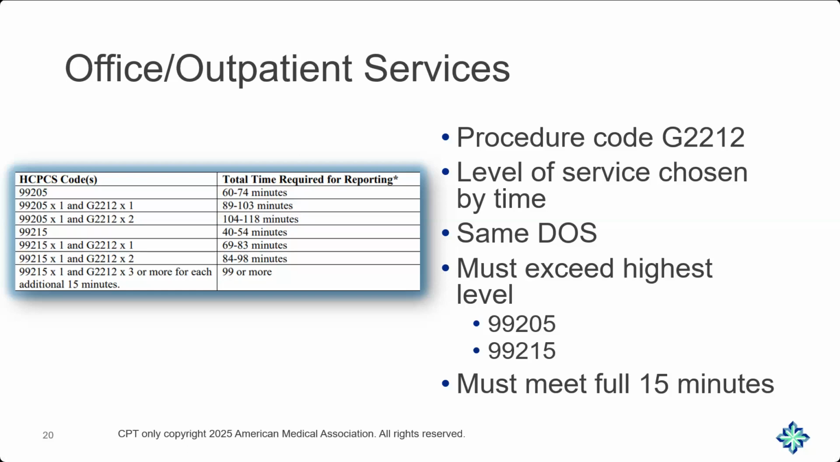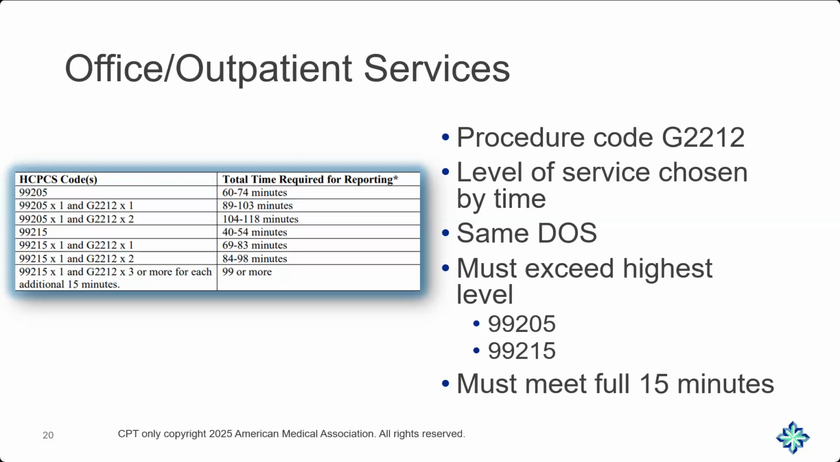You do need to hit those thresholds and those ranges in order to bill. Now, for office and outpatient services, when you're counting your time, the time, as I've stated before, does have to be on the same date of service as that primary code. So in this case, that's the 205 or the 215. Once you hit the threshold for billing prolonged care codes, you will be able to bill an additional unit for every full 15 minutes. If you look at the third example on the visual, you see 99205 and it's for 104 to 118. They're billing the base code at 1 unit and the G2212 at 2 units.